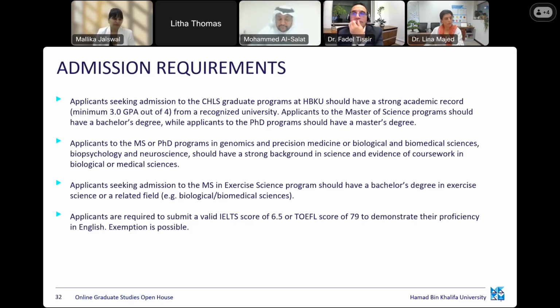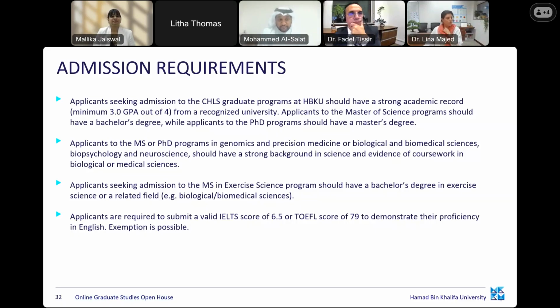So applicants seeking admission to the CHLS graduate programs at HBKU should have a strong academic record with a minimum GPA of 3 out of 4 or what's equivalent from a recognized university. Applicants to the Master of Science programs should have a bachelor's degree, while applicants to PhD programs should have a master's degree at the very least.